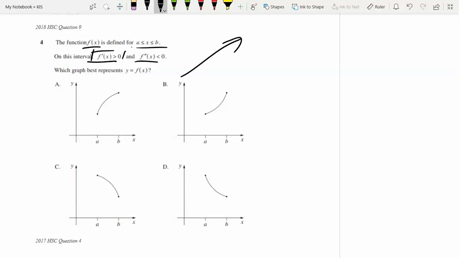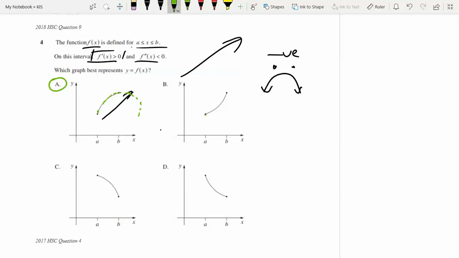And what does the second part mean? Second derivative is less than 0. Less than 0, remember, that means it's a negative number. That means frowny face. That means concave down. Negative is sad, concave down. So we're looking for something that's going in this direction, but the general shape will curve it down into this one. Let's have a look at what we've got. A is going in the right direction, and if we continue this along, it will point downwards. Okay, so our answer is most likely going to be A.